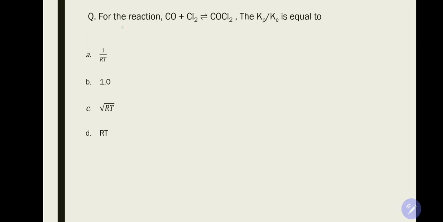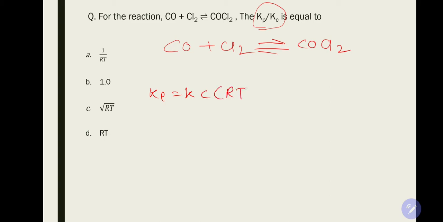Now this question is, for the reaction CO plus Cl2 gives COCl2, the Kp upon Kc is equal to, you have to find the ratio now. Now how to solve this? The reaction is given as CO plus Cl2 gives COCl2. Here to find Kp and Kc, we know the relationship between Kp and Kc. Kp is equal to Kc RT to the power delta Ng. Am I right? Now for this you have to find the delta Ng.